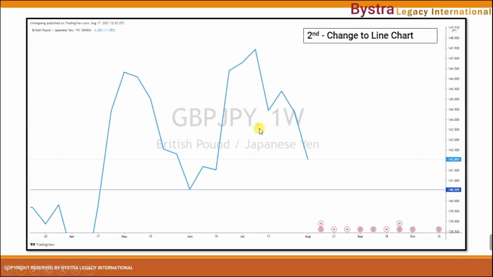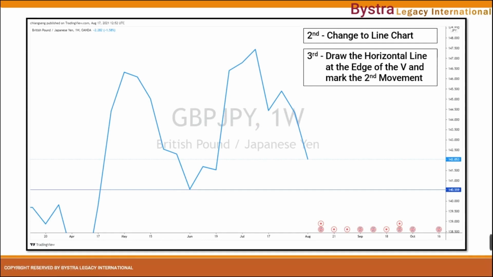Second, we go to the line chart. And then what should we do, guys? Yes, mark the horizontal line at the edge of the capital V, this support. And then next, we mark the second movement. Remember? Okay, good. If you guys catch up with me, then it's good. Now the fourth one, what should we do?